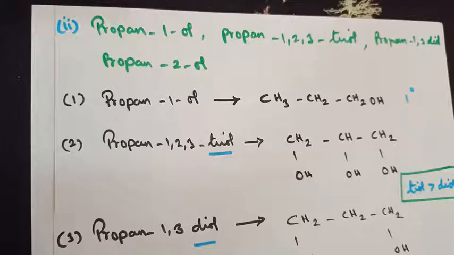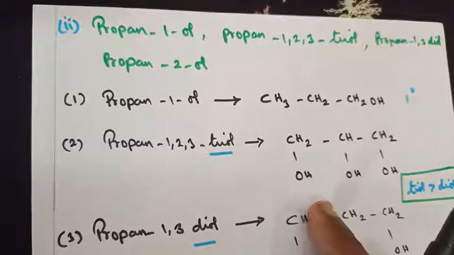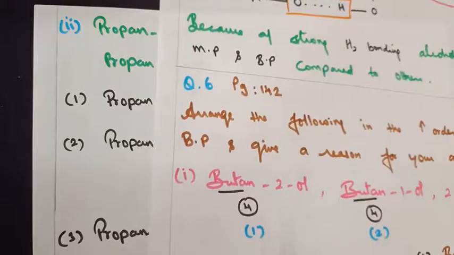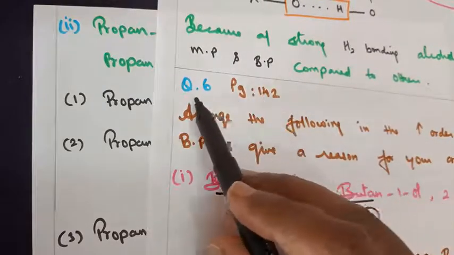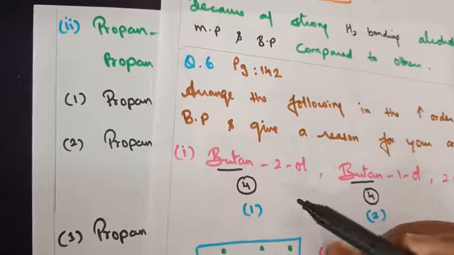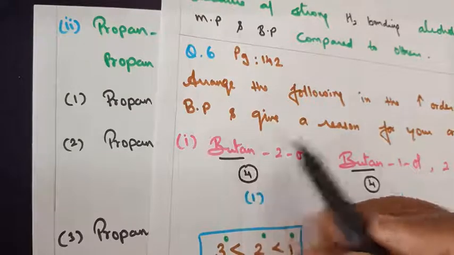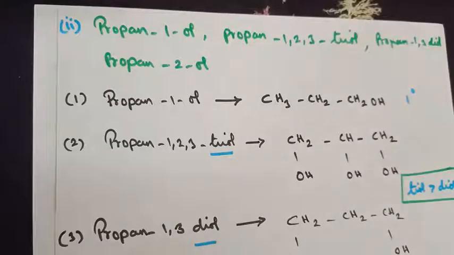In today's class also we will work out a few more practical questions based on the boiling and melting points of alcohol. As you have seen, this question is a follow-up of a question from page number 142, question number 6. There are 3 questions given. The first one we worked out in the previous class. The second and third one I will work out in this class for you all.